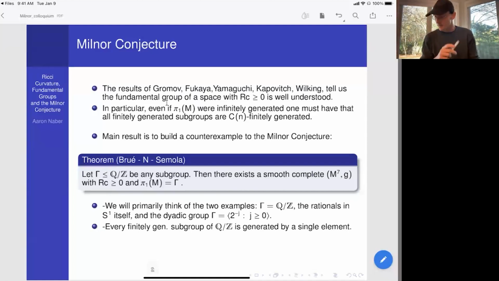Also, a key point, note the following. Every finitely generated subgroup of Q mod Z is actually generated by a single element. So Q mod Z, the rationals in the circle, is clearly an infinitely generated group. But if I take a subgroup and it's finitely generated at all, it basically has to be generated by its shortest element. So it'll end up being just a finite group generated by one element, no matter what. If you're trying to find a counterexample, this is what it has to look like. When you keep going up to infinity and get your new generators, they've got to generate the old generators as you go down.